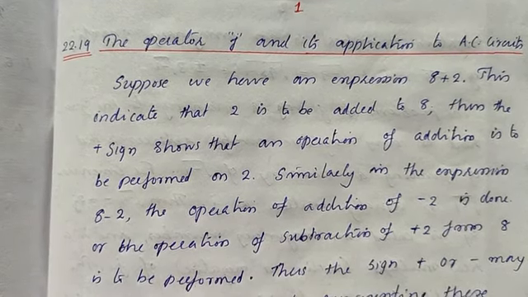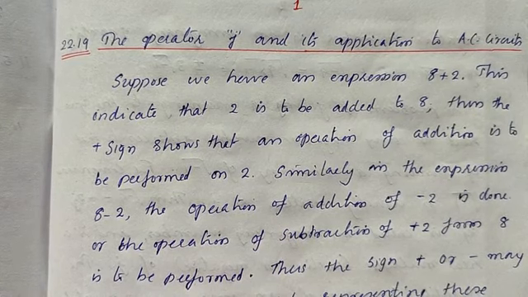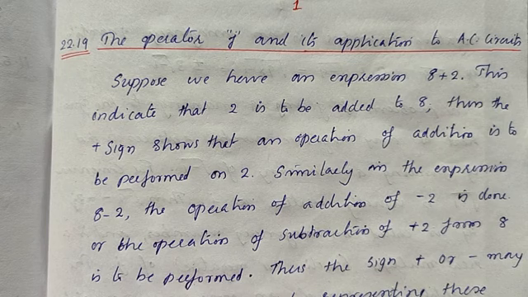Today we will discuss the operator j, its application and its representation, like graphic representation and different types of representation of this operator, and its application to AC circuits. First of all, we will discuss the operator j and its application to AC circuits.